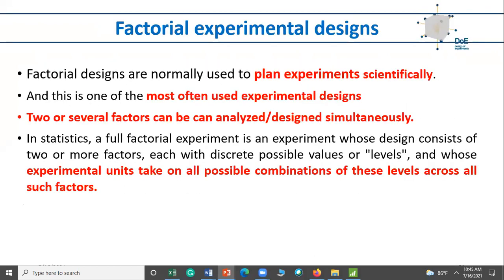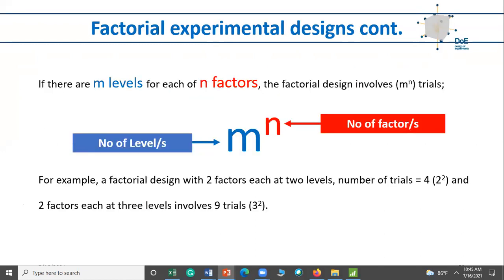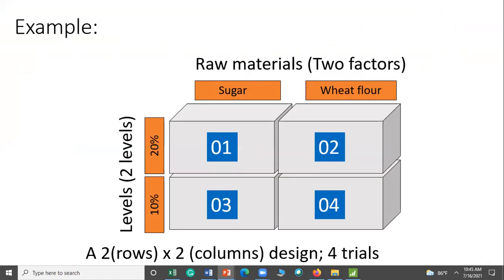Under that, we discussed factorial designs. So here it is very important to remember the nomenclature, how to identify the factorial experimental designs. I think you are familiar with the designs, how to write the designs. The N means number of factors here, and M means number of levels. So we have discussed several examples, and today also I will discuss.